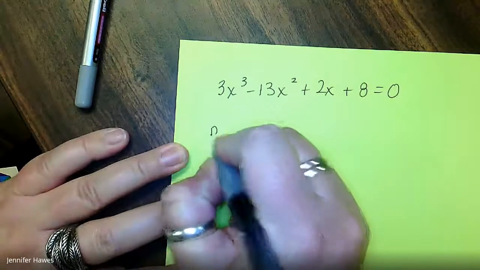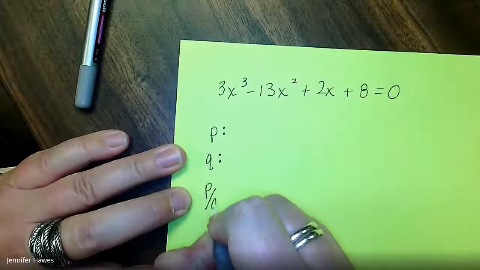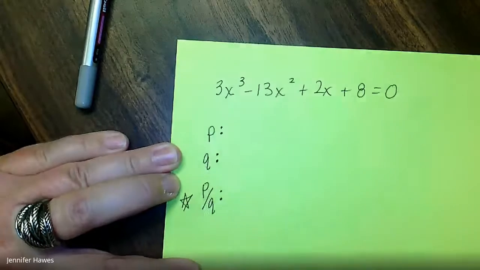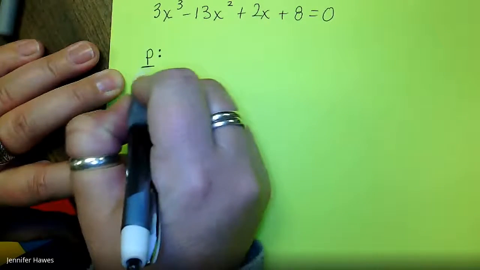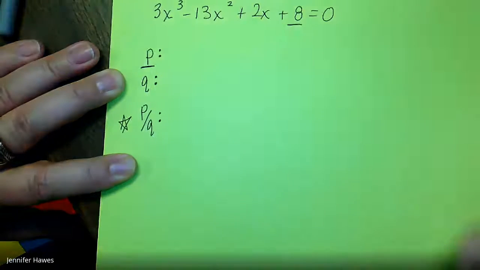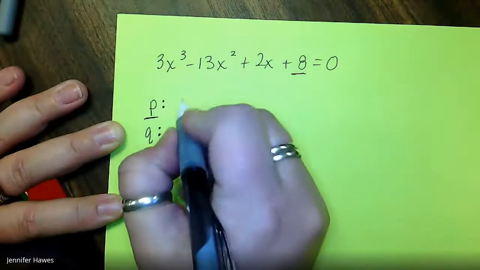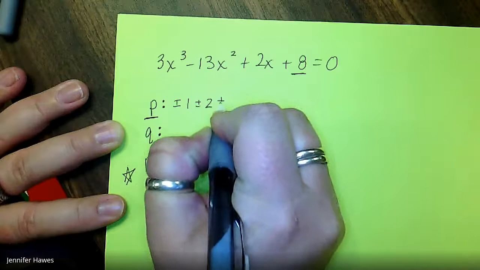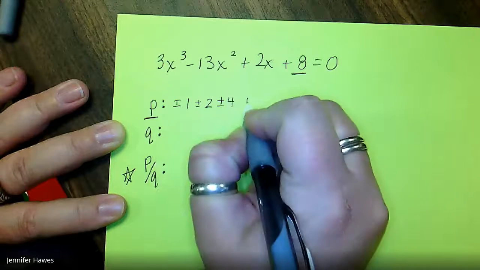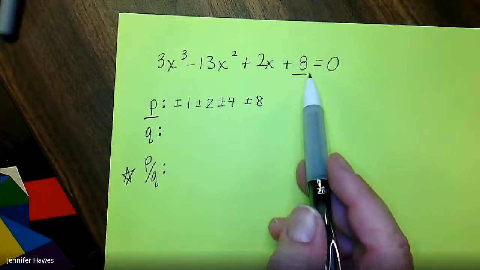So you're going to make a list here of these numbers, and then this right here is going to be your list. Okay? So P, I'm just going to put one line, are all the things that multiply and give me that. So all the things that multiply and give me 8 are plus or minus 1, plus or minus 2, plus or minus 4, plus or minus 8. The reason for the plus or minus is that a negative times a negative is a positive, so I don't really know.